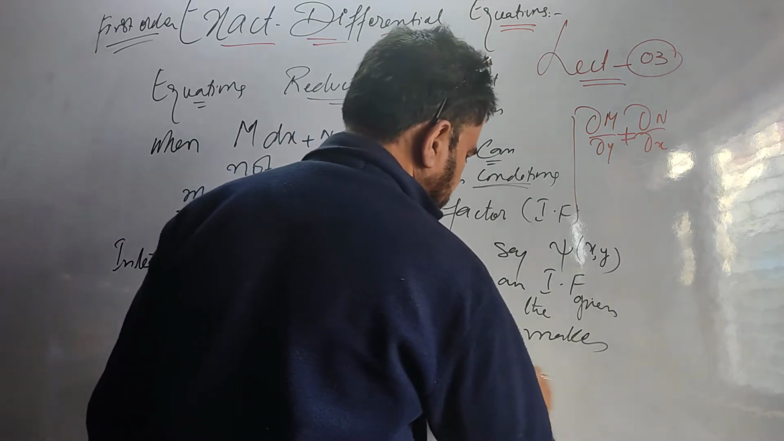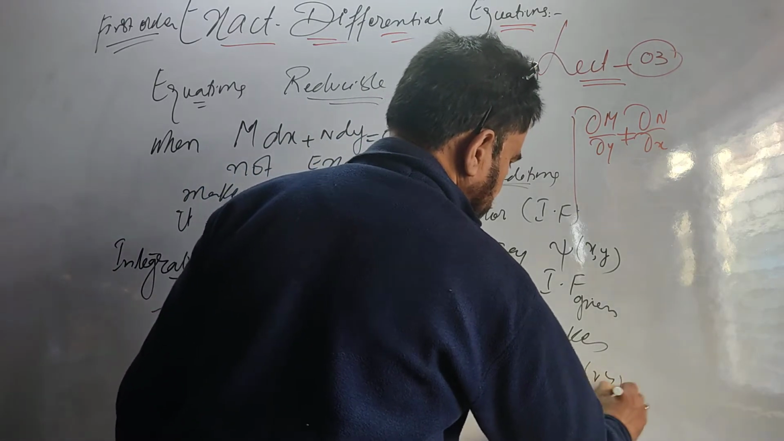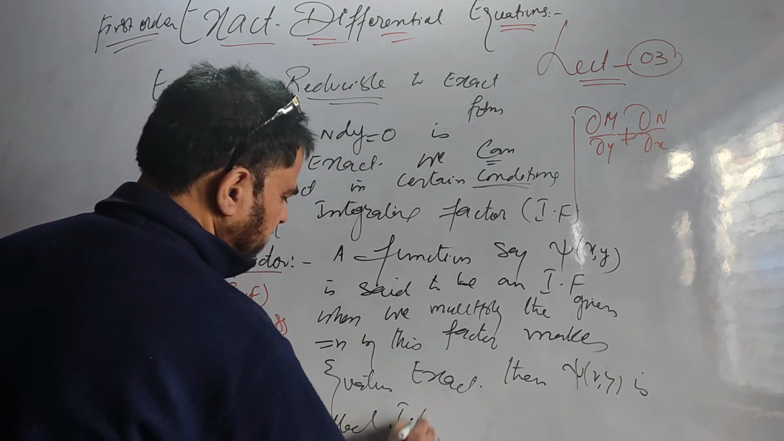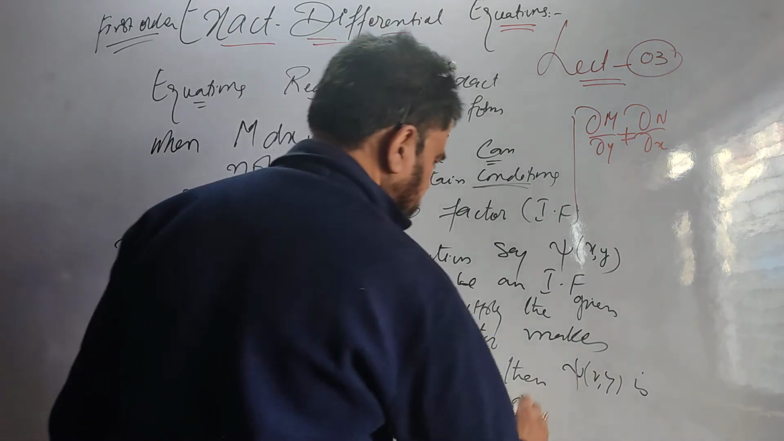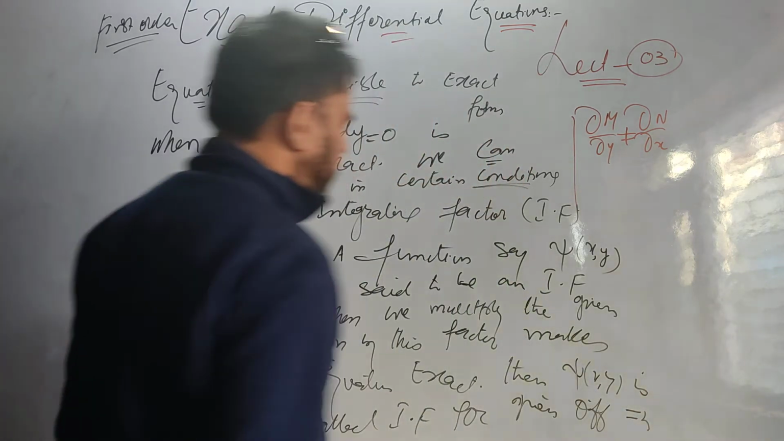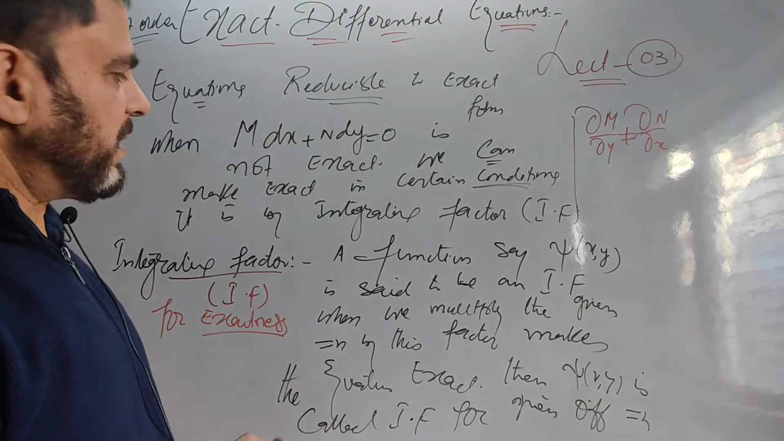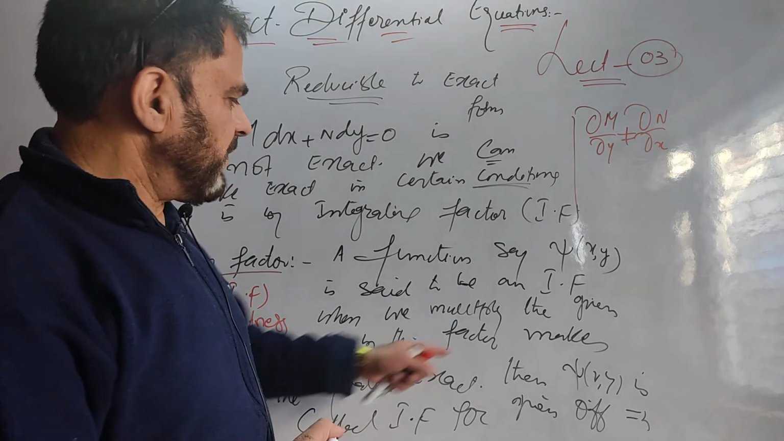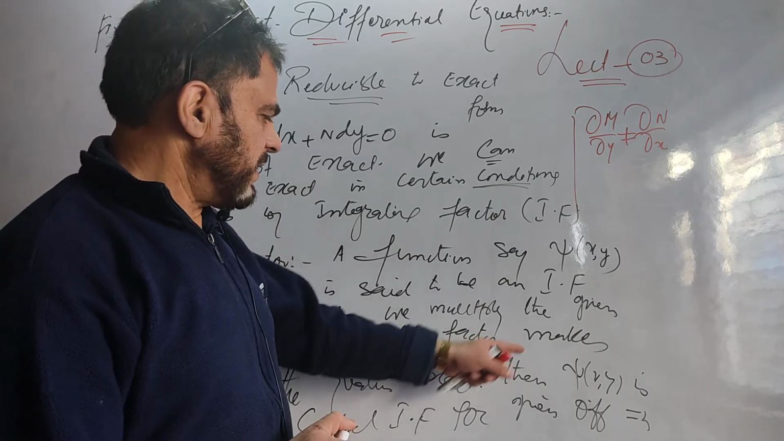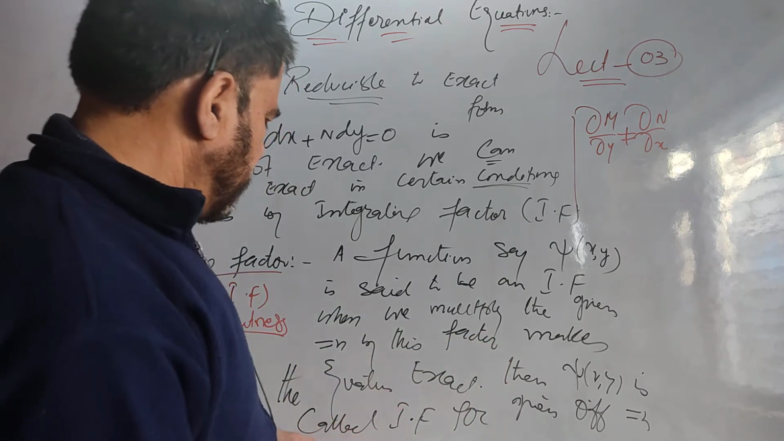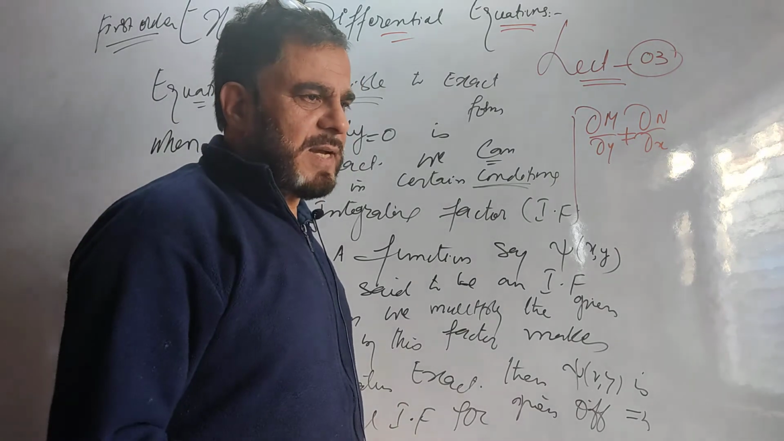Then psi of x y is called the integrating factor for the given differential equation. This is the definition. A function, say psi of x y, is said to be an integrating factor when we multiply the given equation by this factor and it makes the equation exact. Then psi of x y is called the integrating factor. Let us have the different rules.